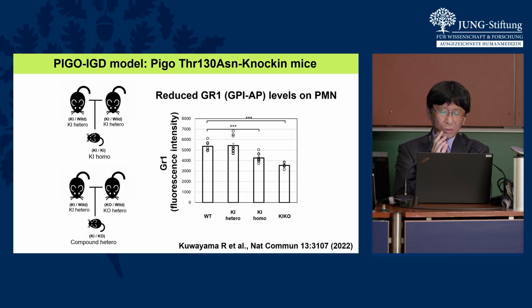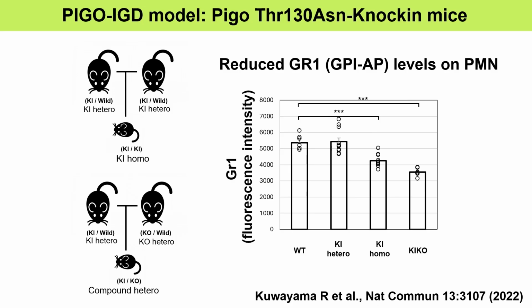So there is no effective therapy for IGD at this moment. Because IGD is a monogenic disease causing the deficiency of a specific enzyme, we thought supplemental gene therapy might be effective for IGD. So for that goal, we established IGD model mice and tested the gene therapy.